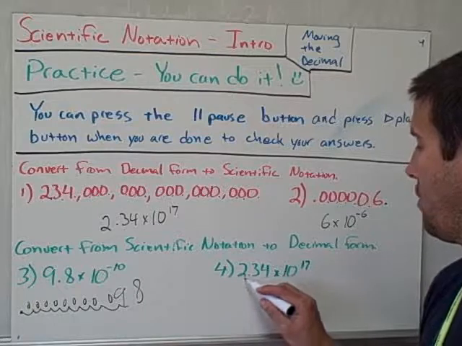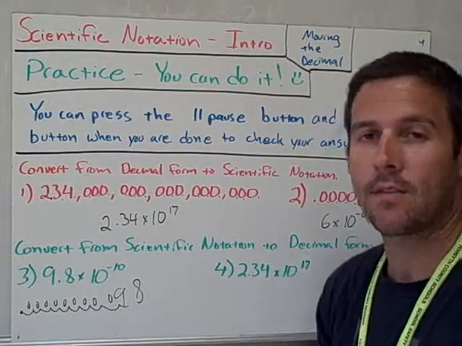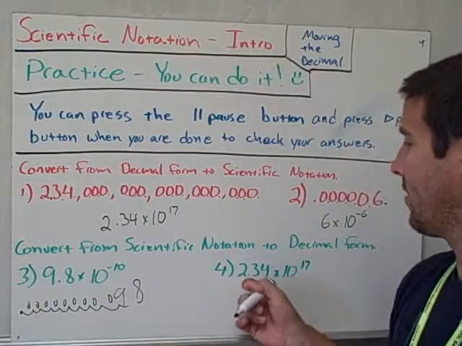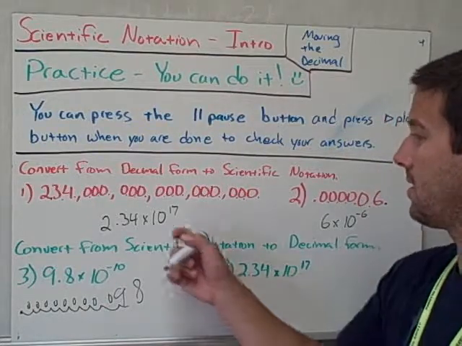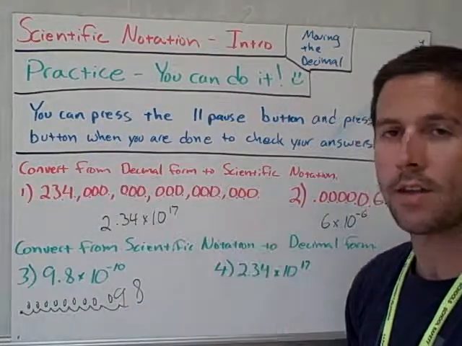And this one right here, 2.34 times 10 to the 17. I don't even need to write this out. Because if you paid attention, this answer is the same as this one, which means it is that number right there. All right.